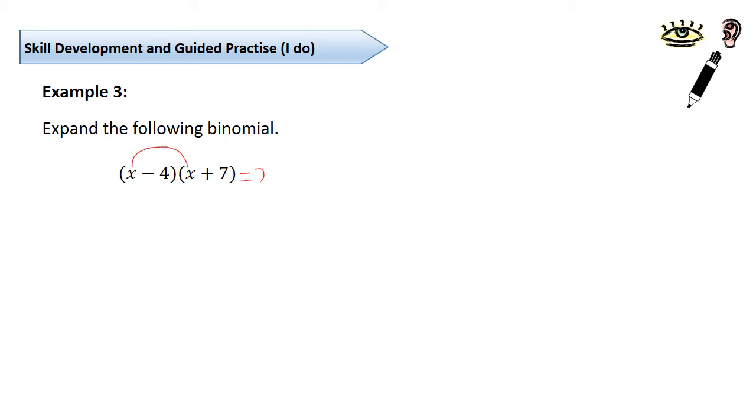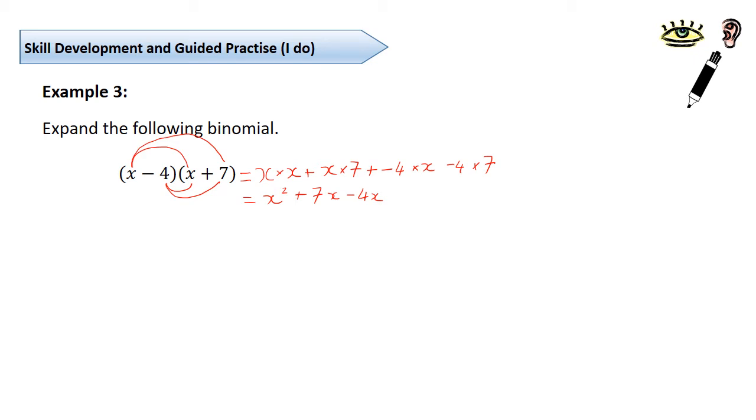First, x times x. Outer, we have plus x times 7. Inner. Now what I like to do here is I still like to add it, but it's going to be negative 4, okay, times x. And then our last, minus 4 times 7. Simplification time: x squared plus 7x minus 4x, okay? So that's where that minus comes in there.